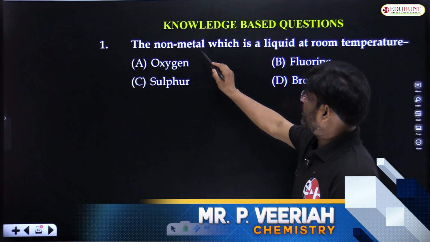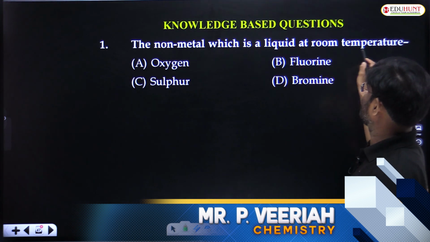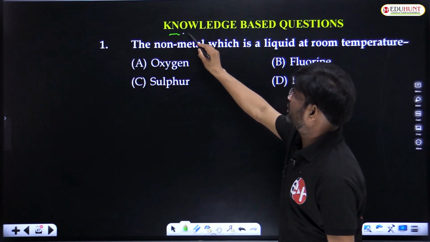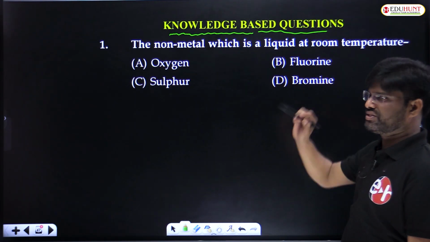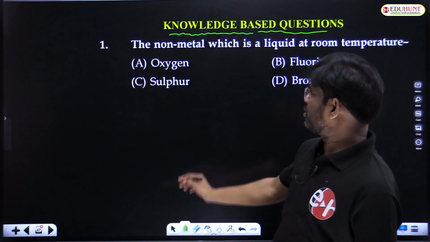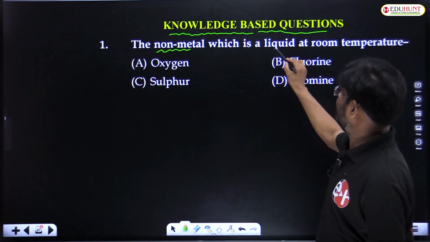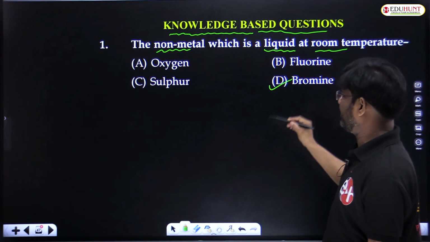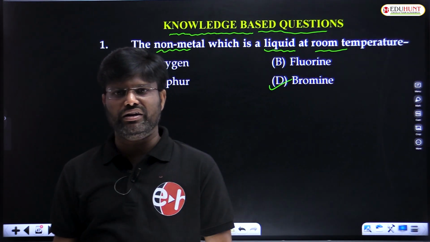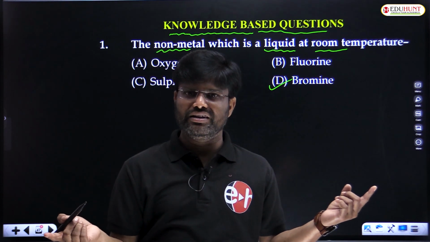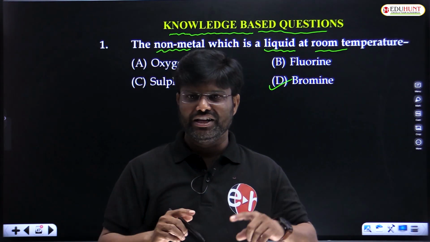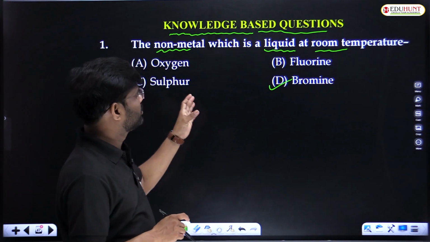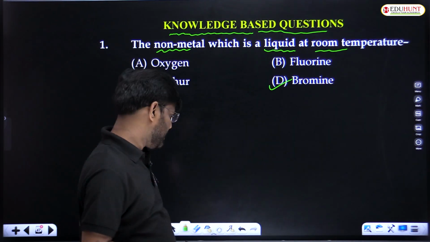Okay, which non-metal is liquid at room temperature? Here I am explaining knowledge-based questions. What is that answer? Bromine. Bromine is a liquid non-metal. What is the liquid metal? That is mercury. Liquid metal is mercury, liquid non-metal is bromine. You already know this very well. Let's go to the next question.